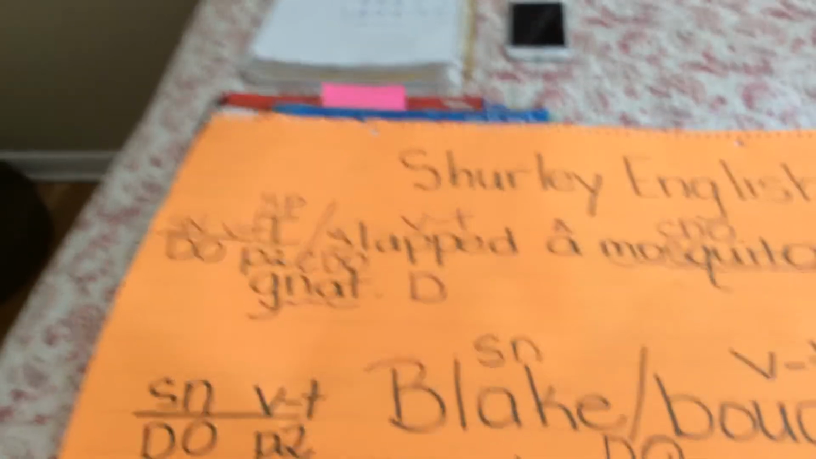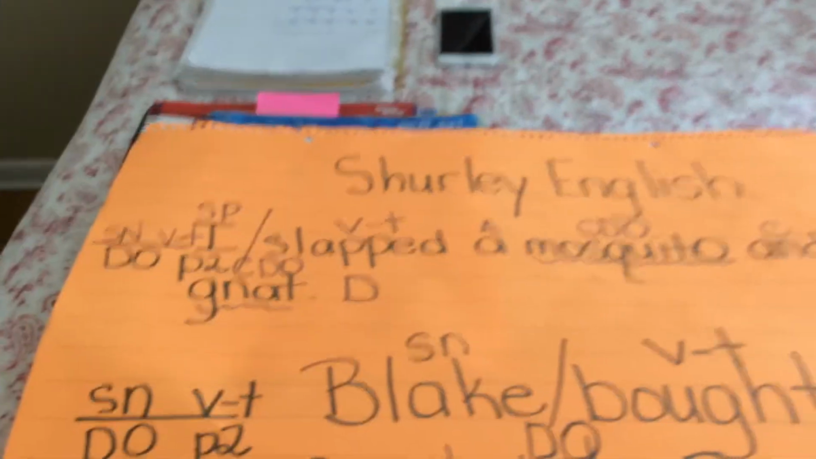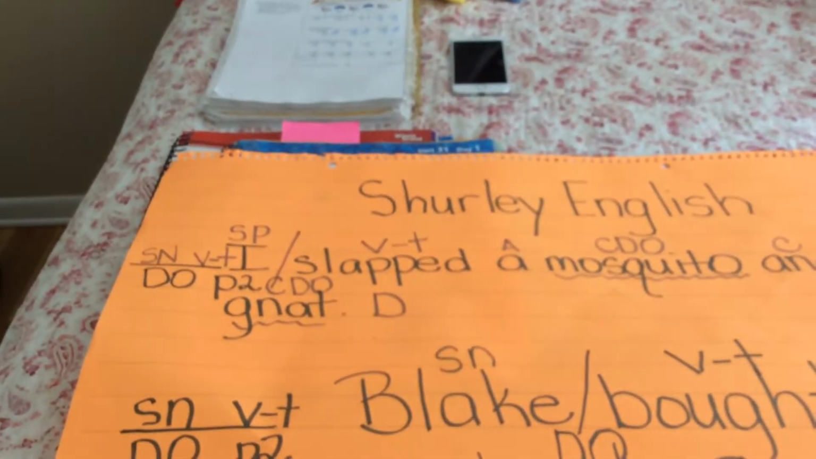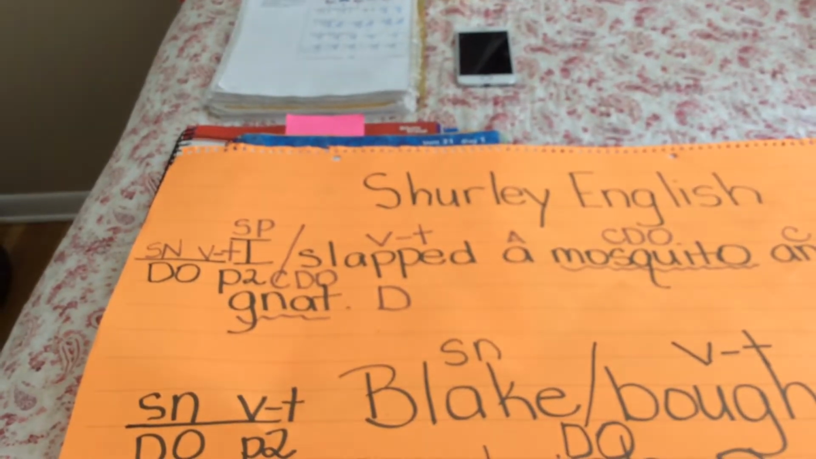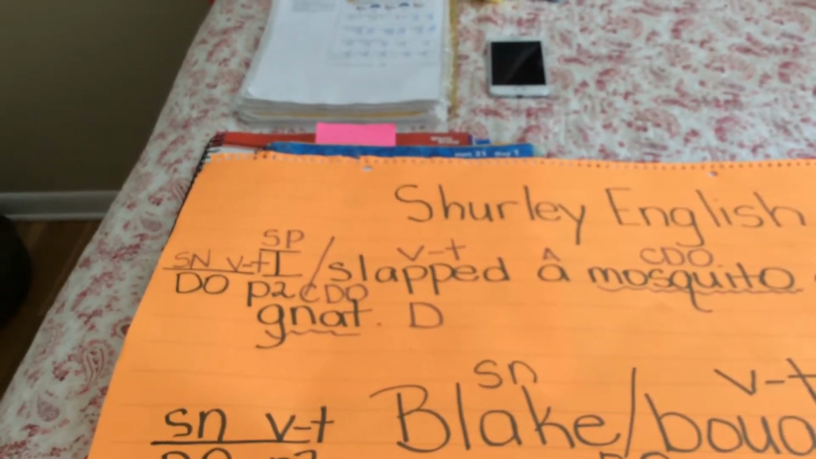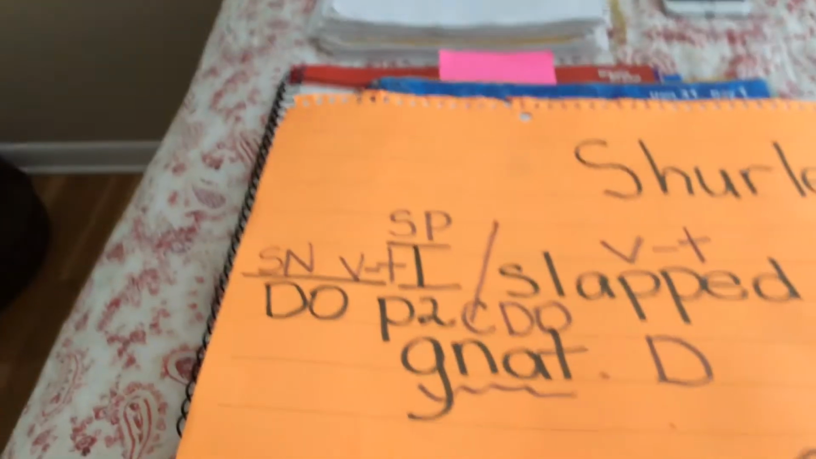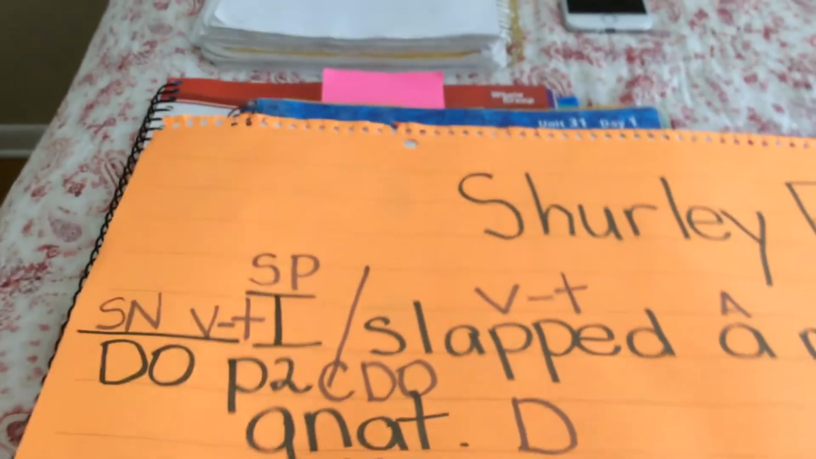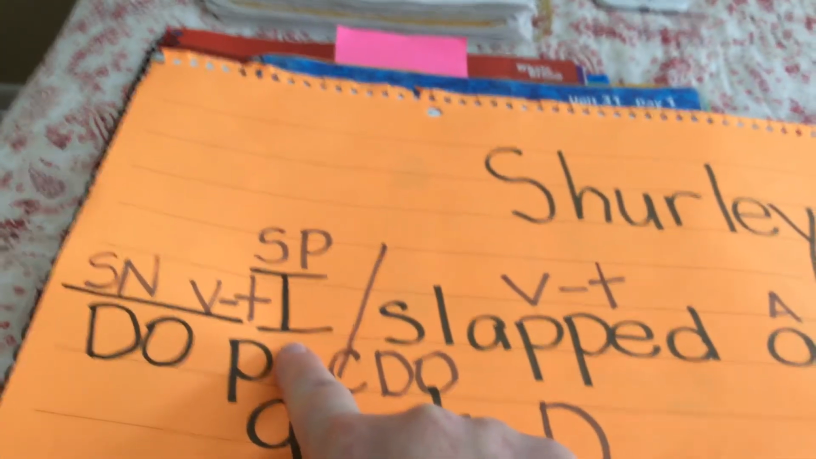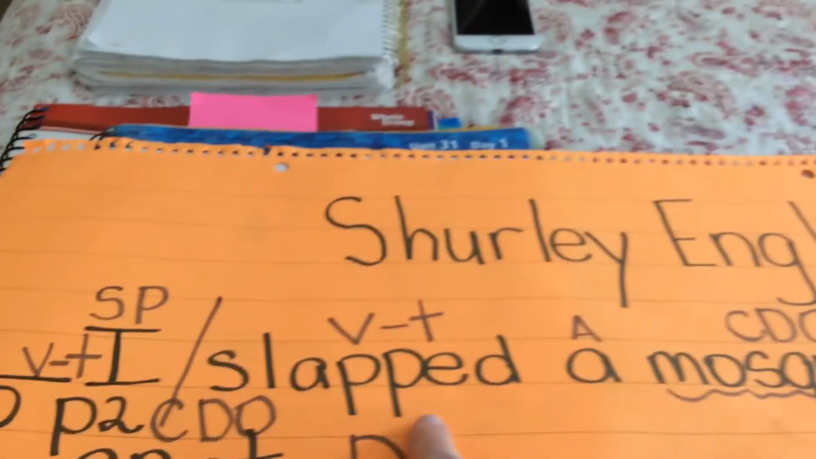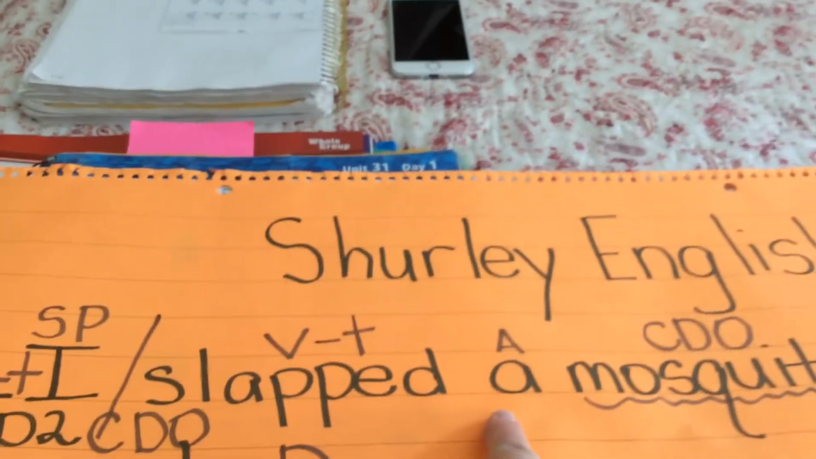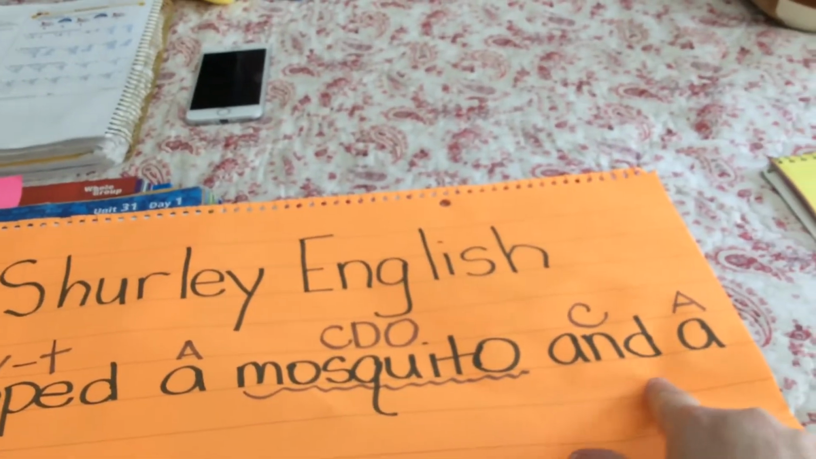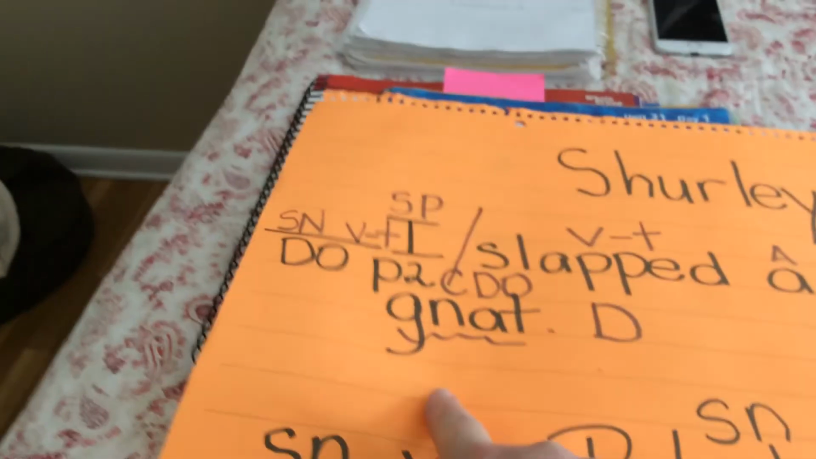Okay, I want to go over one of the more complex sentences that we reviewed a couple of days ago that had a compound direct object in it. Remember that we're on pattern 2. Okay, pattern 2. So let's just look at this sentence real fast. I, which was our subject pronoun, slapped, verb transitive, a, article adjective, mosquito, and a gnat.